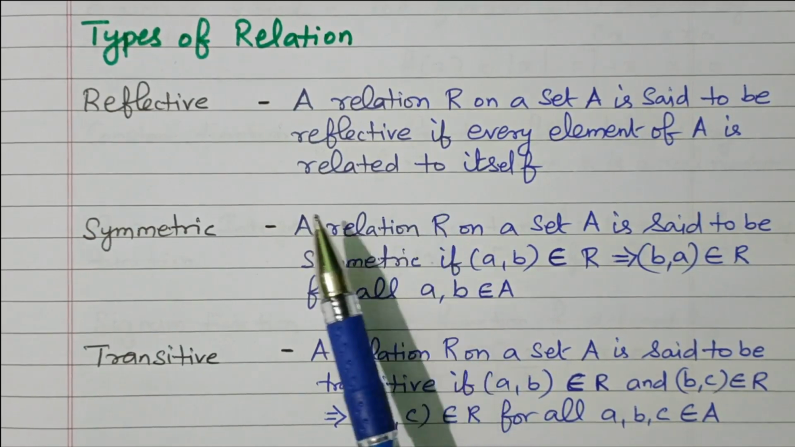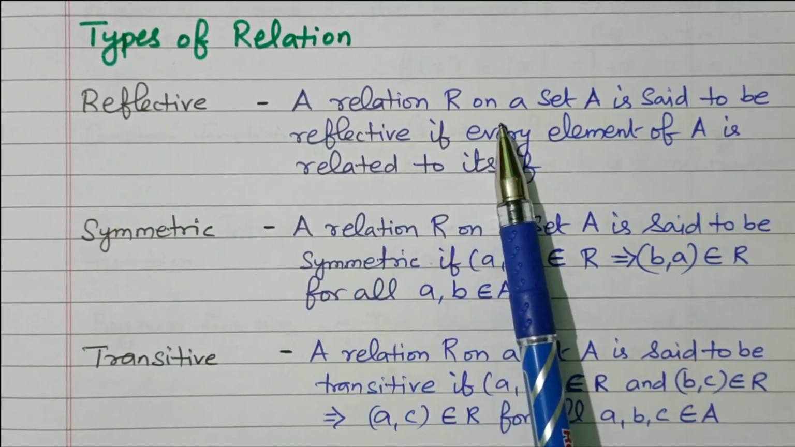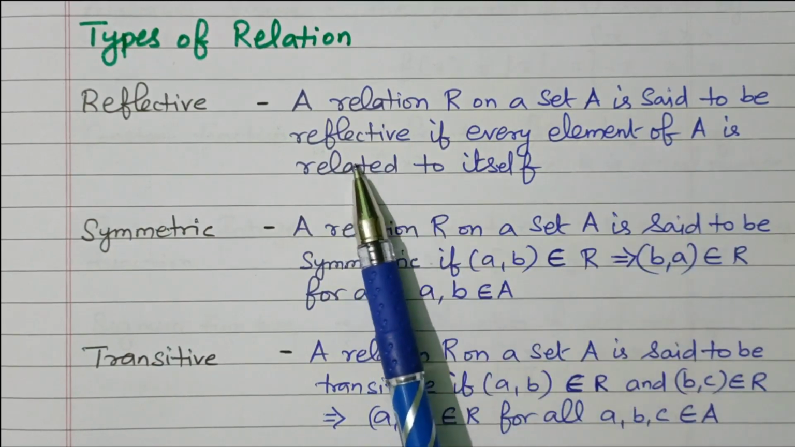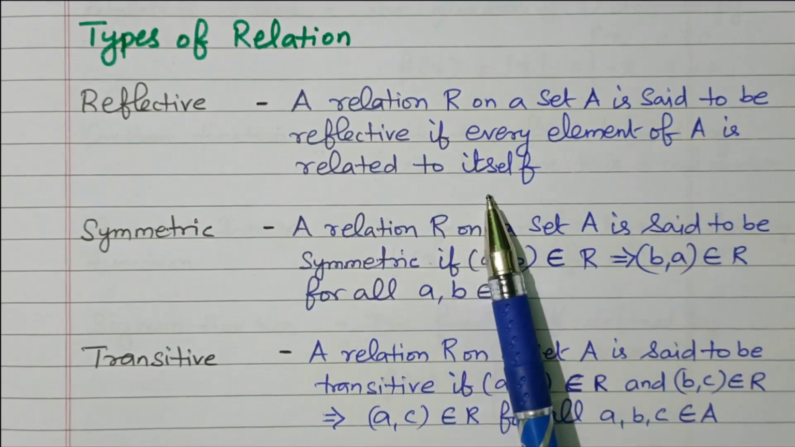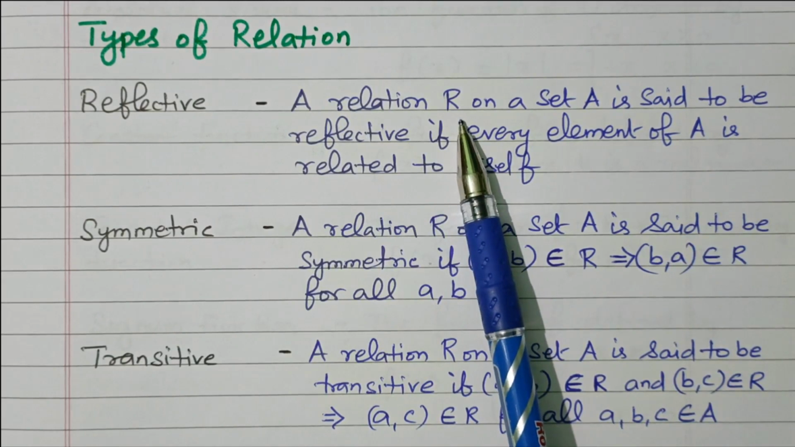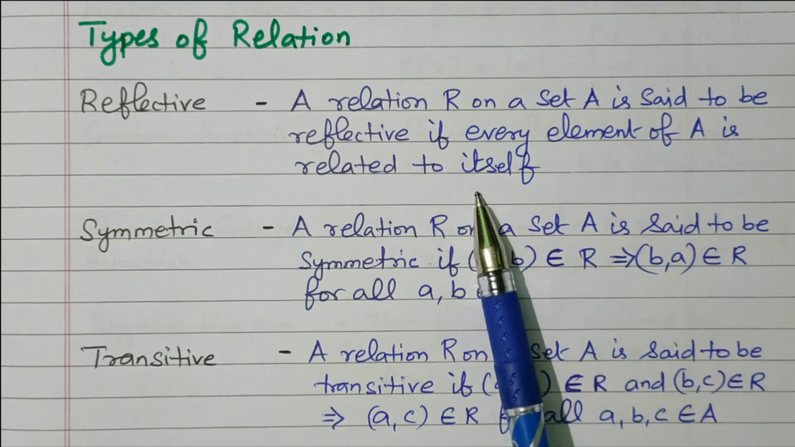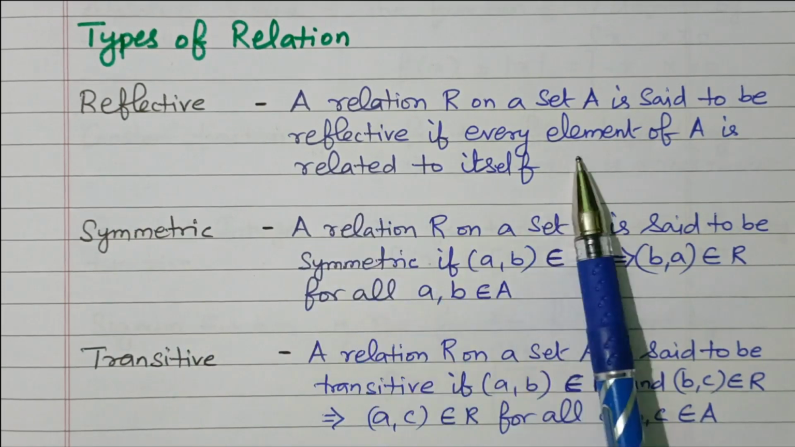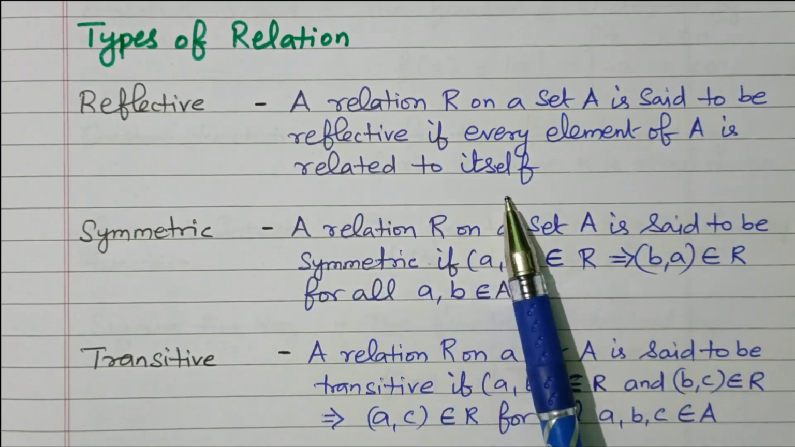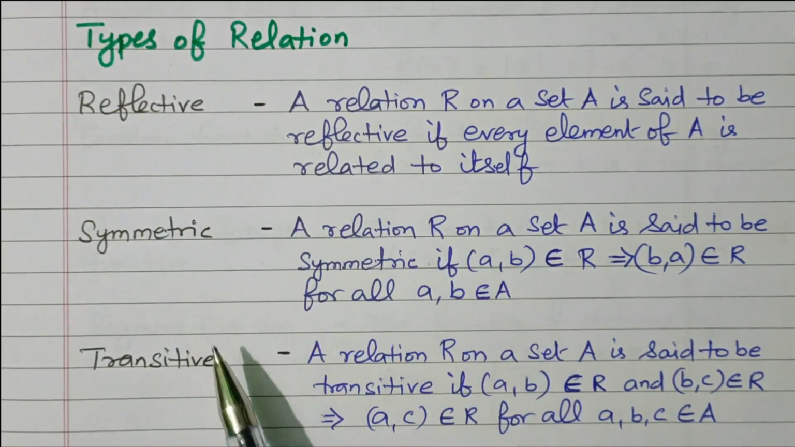Now we'll go to the topic, the types of relation. First one is the reflexive. A relation R on a set A is said to be reflexive if every element of A is related to itself, right? We are checking the relation R for a set A. Every element of set A is related to itself. There is a relation between all the elements in A, then it is called reflexive.